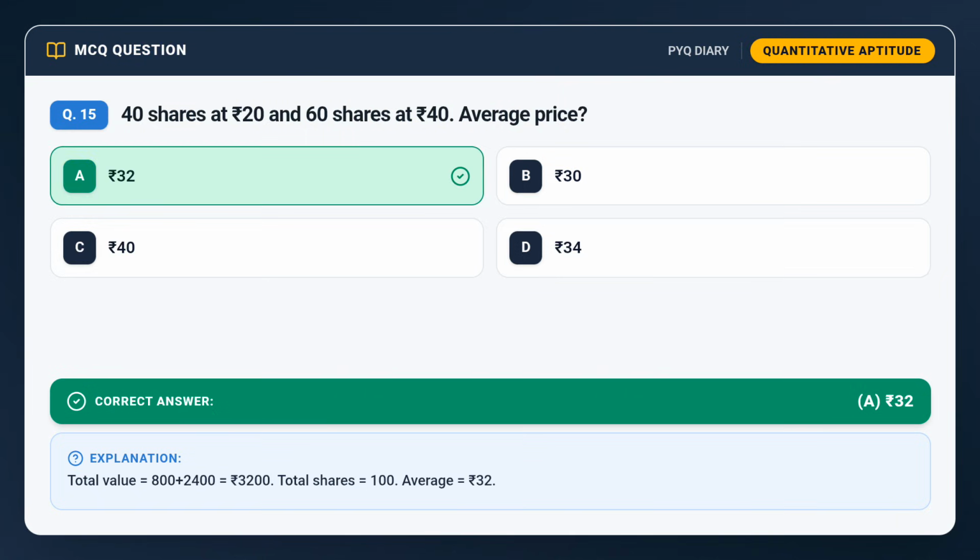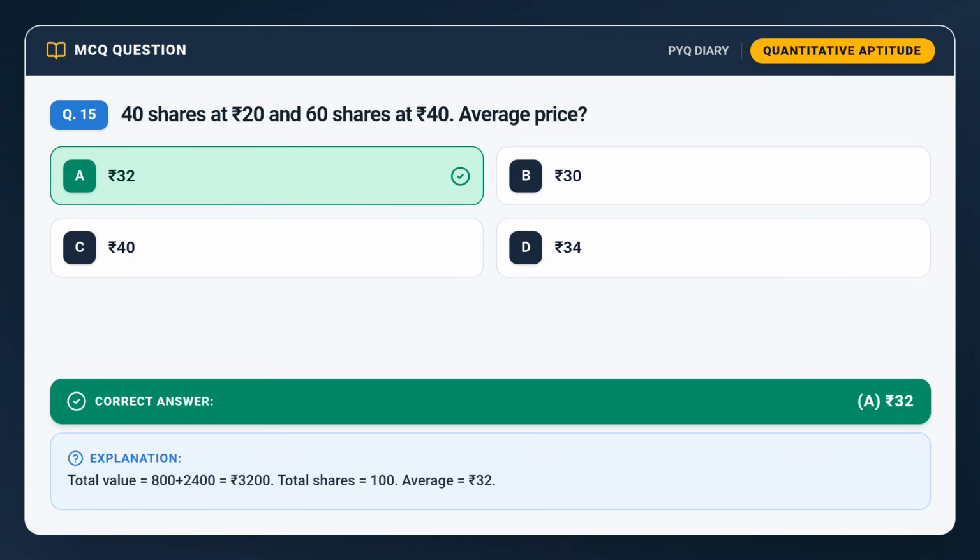Question number 15. 40 shares at 20 rupees and 60 shares at 40 rupees. What is the average price? Your options are A, 32 rupees, B, 30 rupees, C, 40 rupees, and D, 34 rupees. The correct answer is option A, 32 rupees.